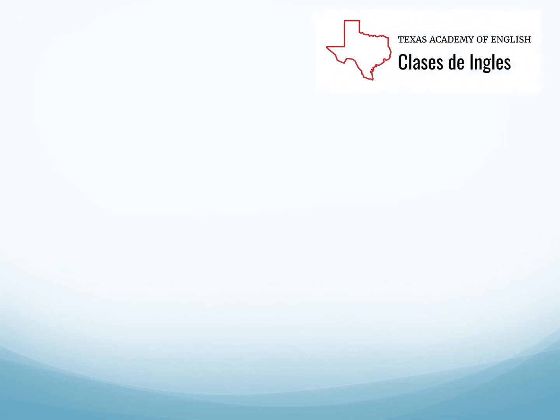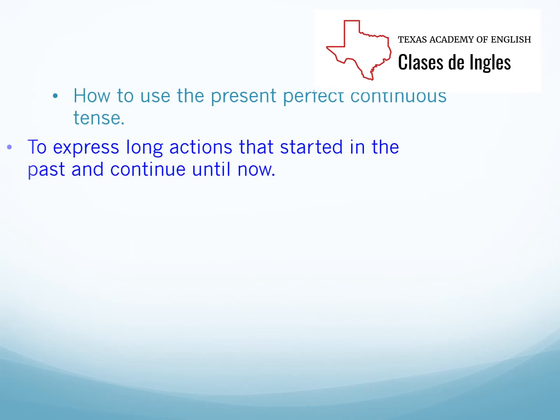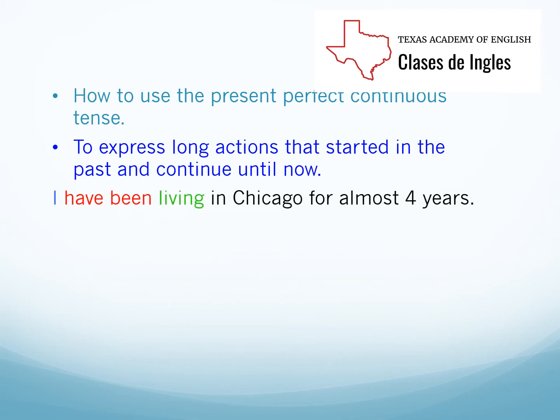So now, how to use the present perfect continuous tense. So we can use the present perfect continuous tense to express long actions that started in the past and continue until now. For example, we can say, I have been living in Chicago for almost 4 years. Or I can say, I have been studying all day.